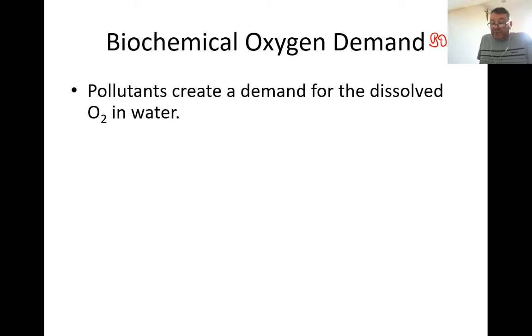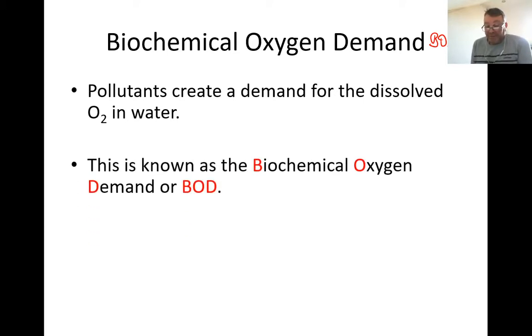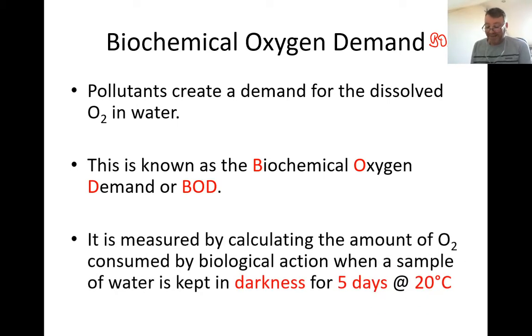Pollutants create a demand for the dissolved oxygen in water, and this is known as the biochemical oxygen demand, or the BOD. It is measured by calculating the amount of oxygen consumed by biological action when a sample of water is kept, you notice in red, in darkness, for 5 days at 20 degrees Celsius. Now those three conditions are extremely important. If you're going to measure the BOD of a sample of water, you've got to make sure that when you get your body of water, you split it in half. The second half is put into darkness for 5 days at 20 degrees. The first half is basically titrated immediately to work out the oxygen concentration at that stage.